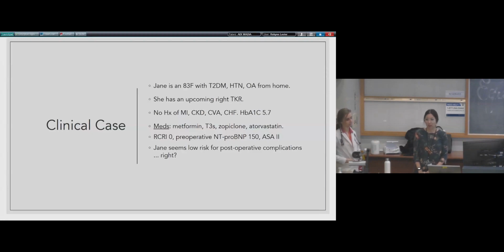She doesn't have any history of coronary artery disease, chronic kidney disease, strokes, or heart failure, and her A1C, as you can see, is pretty well controlled. At home, she's on metformin, some T3s due to pain, zopiclone, and atorvastatin. Her revised cardiac risk index is 0. Her preoperative NT-proBNP is 150. With an ASA class of 2. With this information, we might think that Jane is at a pretty low risk for postoperative complications. But over the course of the next 45 minutes, we'll determine, once geriatrics has taken a look at her, whether that truly is the case.